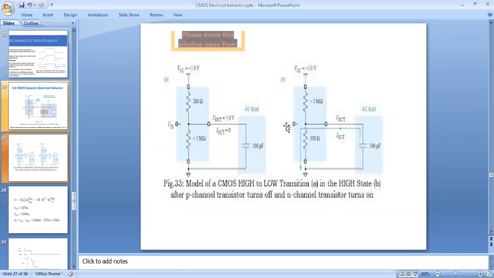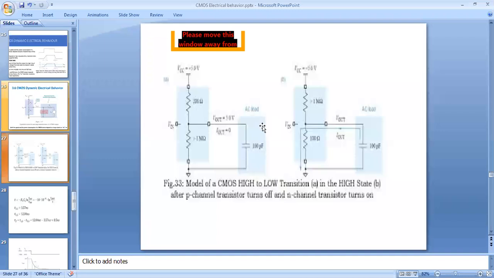For applying low voltages, does the PMOS device act as an on transistor or an off transistor? On transistor. So the resistance of that device is very low, in the order of 200 ohms. First, mention this figure as A. The output is in the high state. That's why for the P channel we consider 200 ohms, and the N channel is in off state, therefore we consider greater than 1 mega ohm.